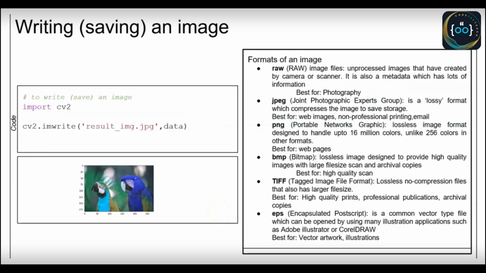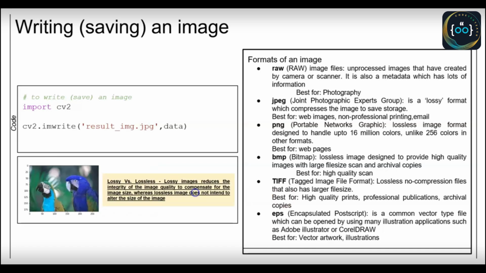Now we are going to write an image, that is, save the image. We are going to save this image under a different name. Please note that we have these different formats that are available to us for saving the image. You need to be aware of two things when it comes to saving an image: lossy compression and lossless compression.